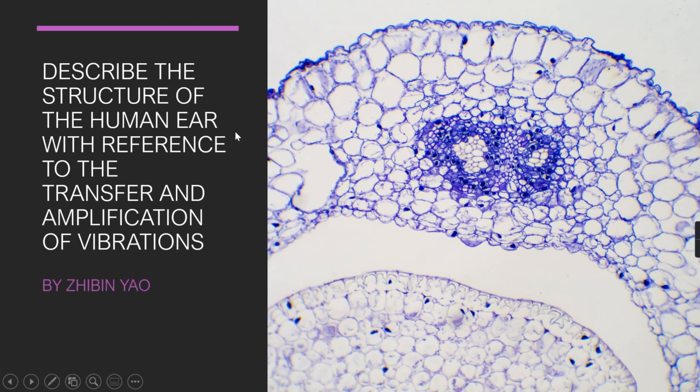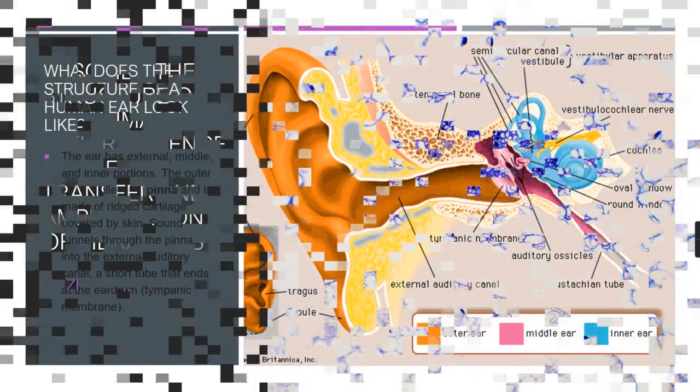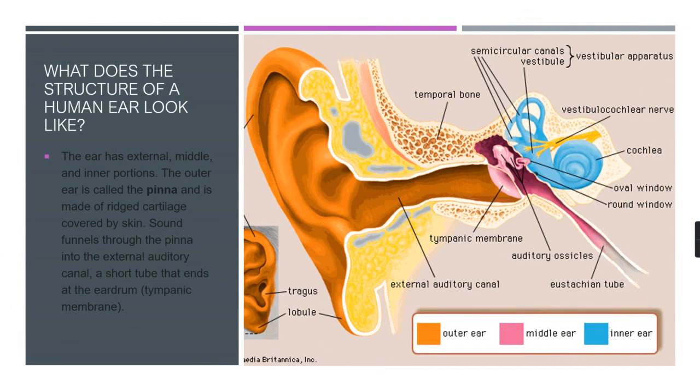Describe the structure of the human ear with reference to the transfer and amplification of vibrations. What does the structure of the ear look like? So we can see in this picture that we have the outer ear, the mid ear, and the inner ear. So the ear has external, middle, and inner portions.